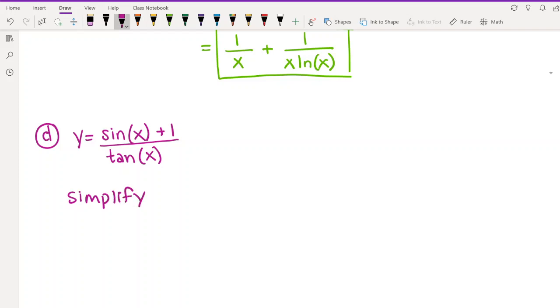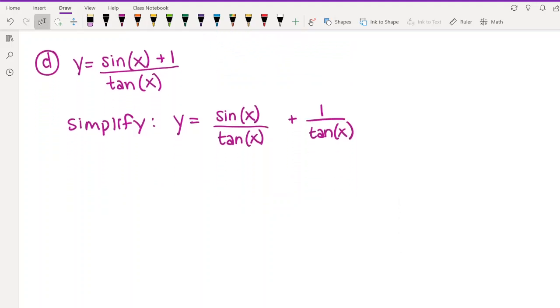And by the way, why do I look at this and think, oh, let's simplify it? Well, basically the fact that we have multiple trig functions going on. I kind of think, well, maybe if I write sine of x over tangent of x, there might be a way to simplify that. And also, 1 over tangent of x, we know that is equal to cotangent of x. So I can look ahead and say there's probably going to be some ways to break this down a little easier.